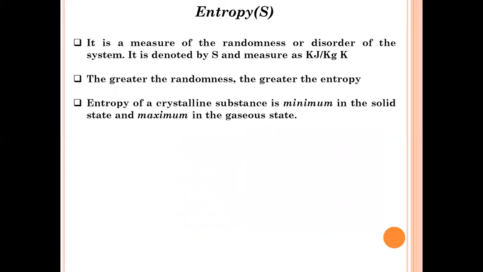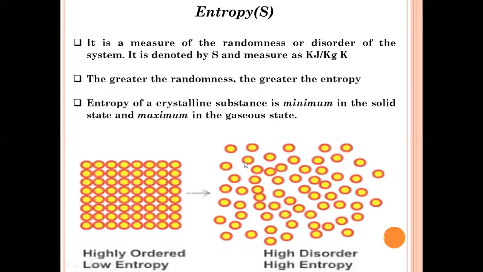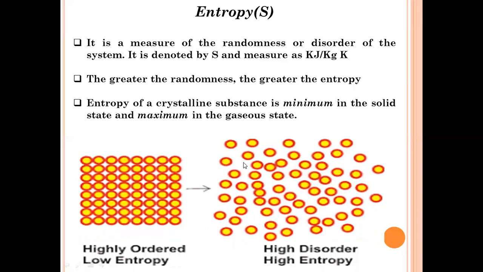Entropy. Entropy, that we have already discussed. It is a measure of randomness or disorder of the system, and it is denoted by S and measured in kilojoules per kg Kelvin. Greater the randomness, greater will be the entropy. We can say that the entropy of a crystalline substance is minimum. Crystalline substance is nothing but in the form of solid. Solid has the lower entropy, whereas the molecules in the gaseous state are highly disordered. So gas will have the maximum entropy.